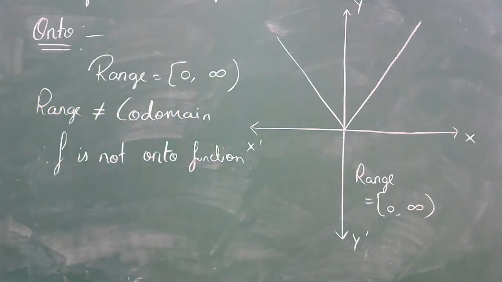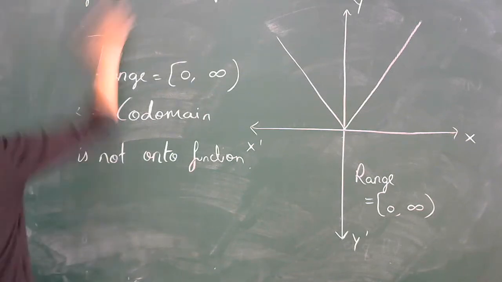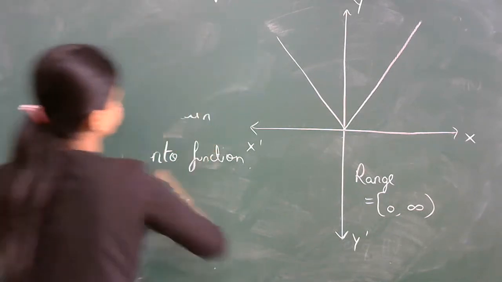Is that clear? Any doubts in this problem, students? Did you all understand this? How to show injectivity and surjectivity of a function? Now let us see the next example. Fifth question.